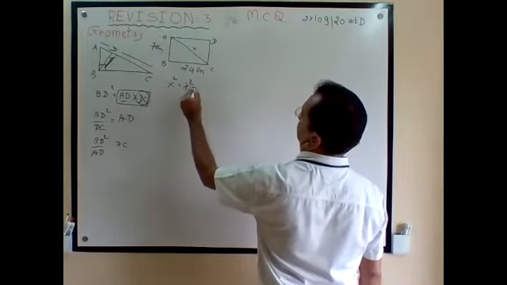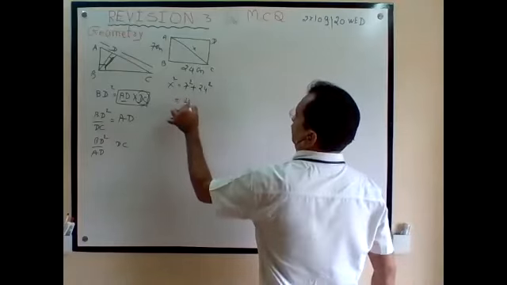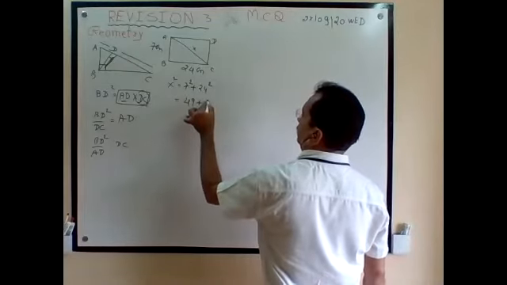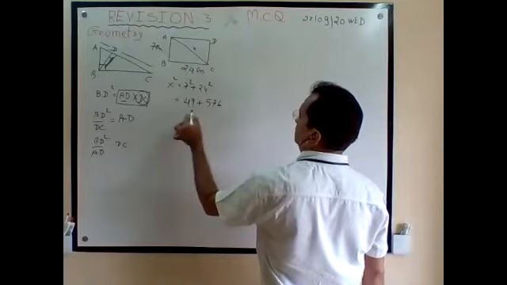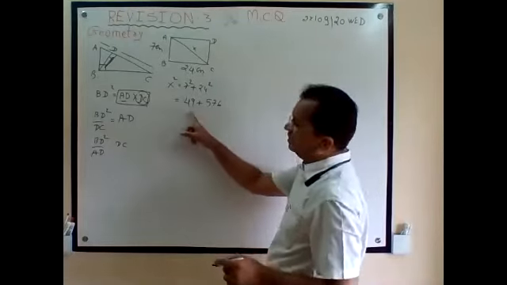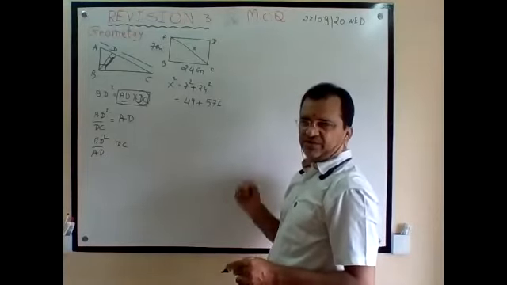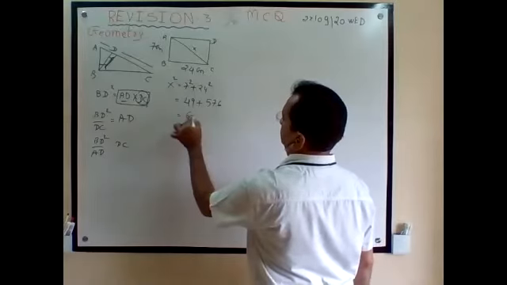X square is equal to 7 square plus 24 square. 7 square is 49, 24 square is 576. 575 plus 1, that plus 1 add here. So 50. 50 plus 575.